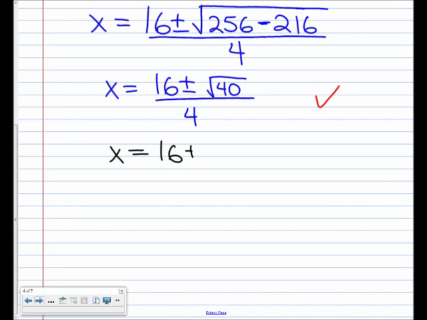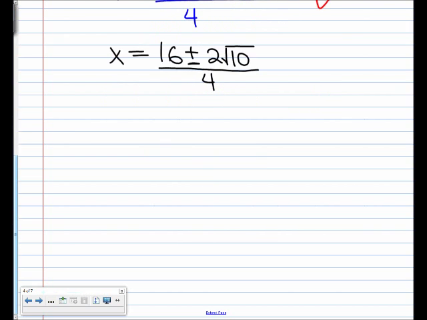The square root of 40 has factors 10 and 4. So if I take out that square root of 4, I get 2 times the square root of 10 all over 4. And then if you look at those three numbers, 16, 2, and 4, again, I am not circling what's inside the radical. All three of those can divide by 2. You can only divide out the lowest number, right? 16, 4, and 2. 2 is the lowest, so I can only divide them all by 2.